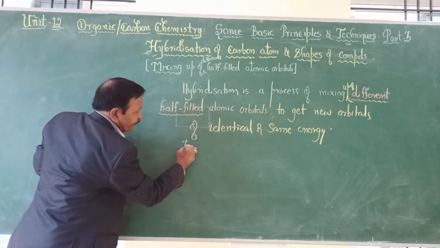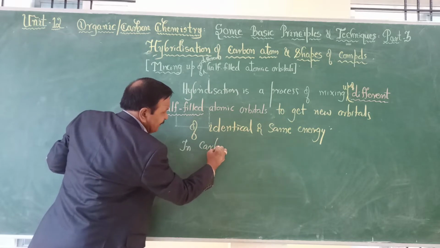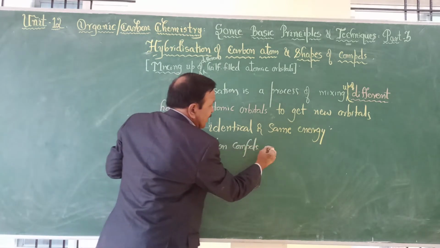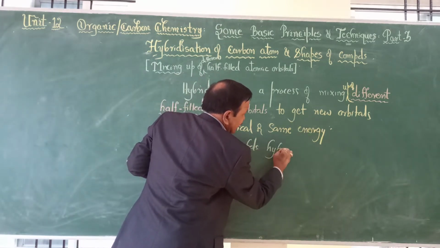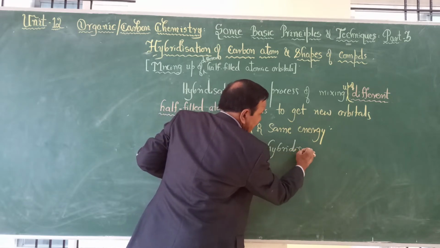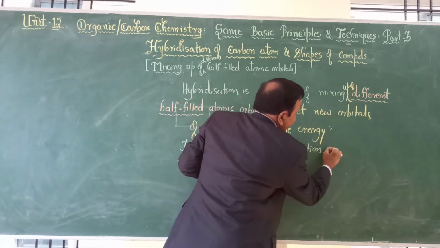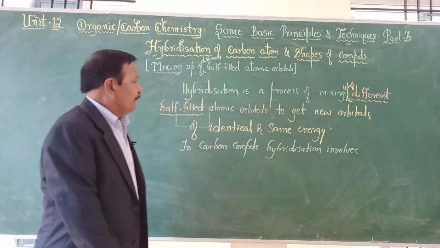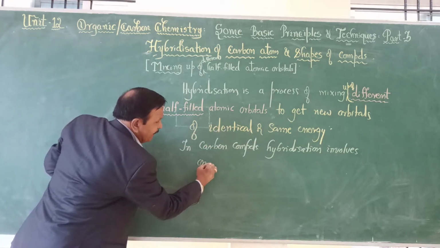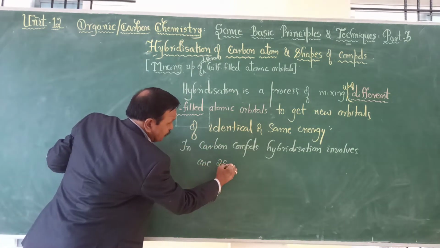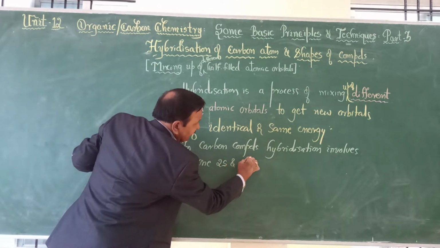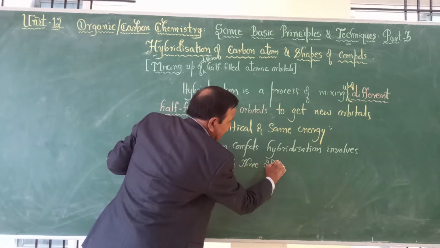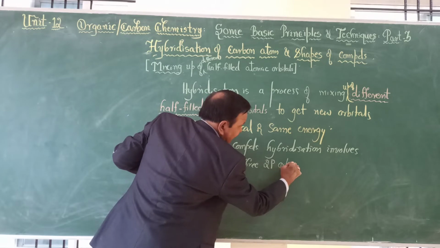In carbon compounds, hybridization involves how many half-filled orbitals are there? It involves one 2s orbital, because 2s1, and 3 2p orbitals, because px1 py1 pz1 2p orbitals.